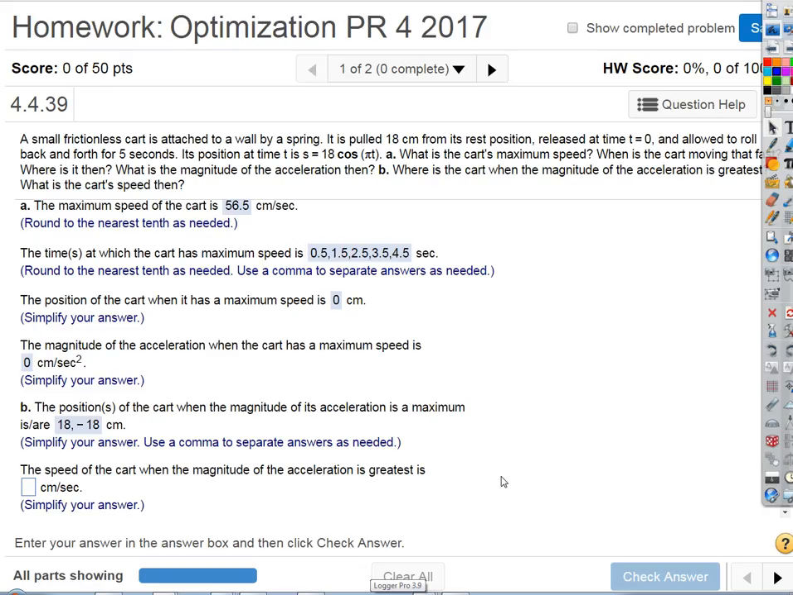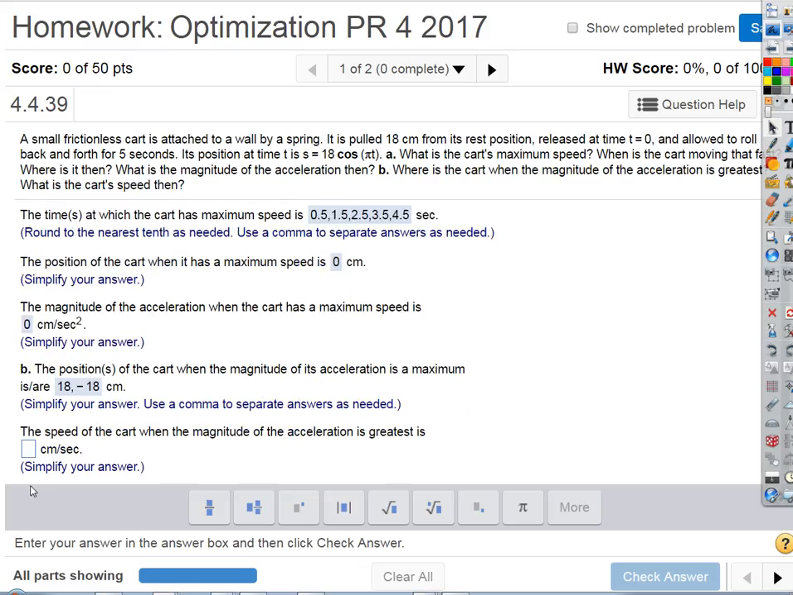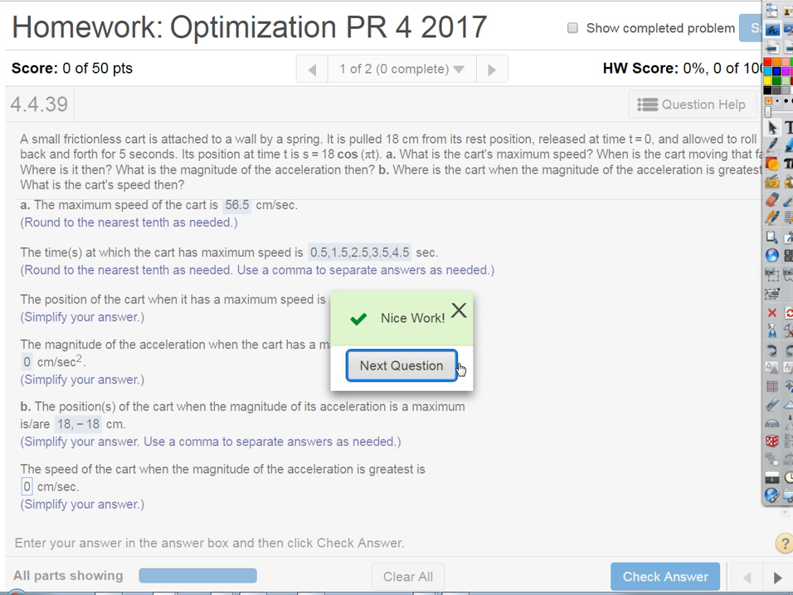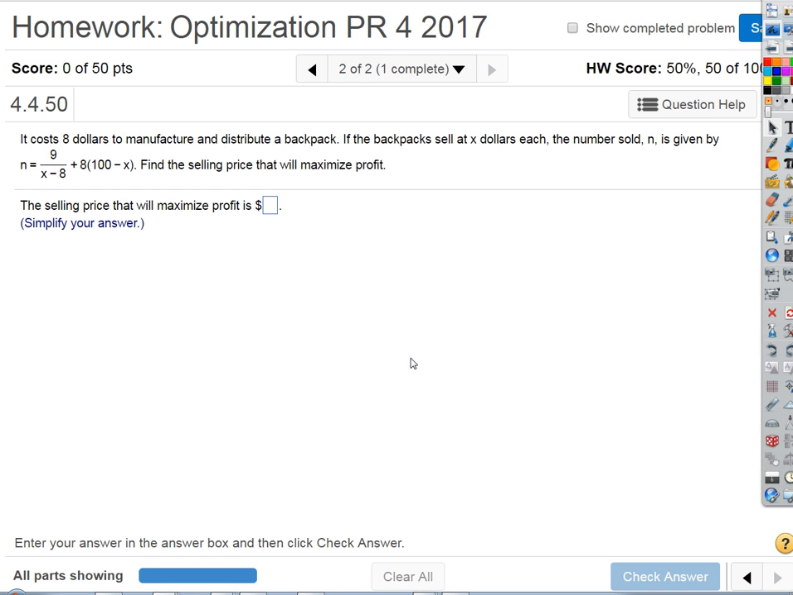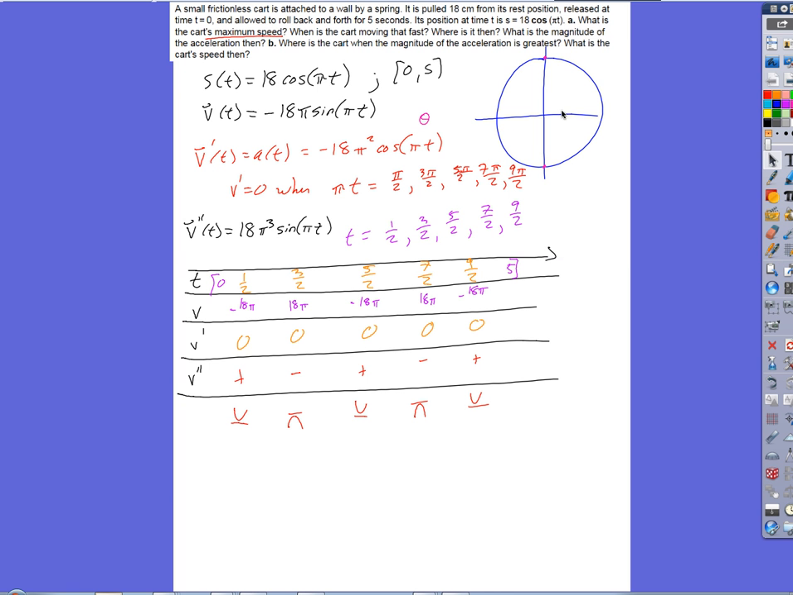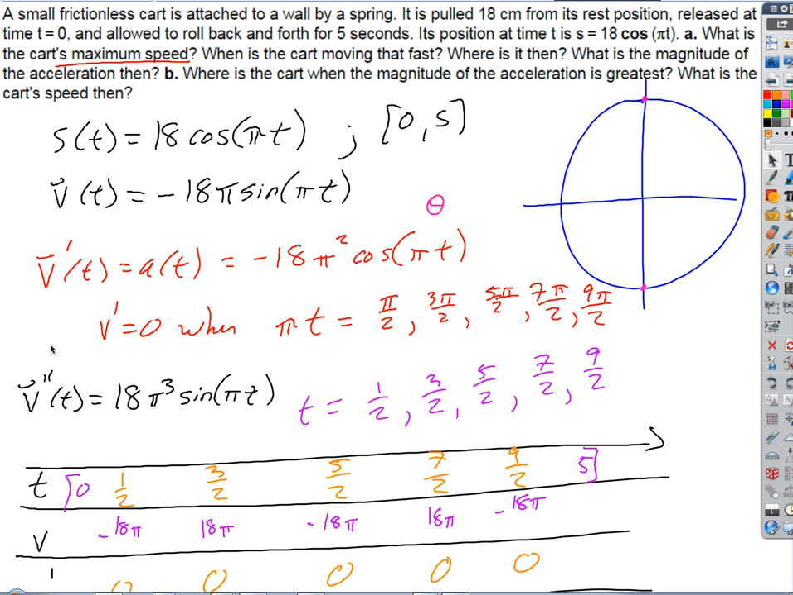And then finally, the speed of the cart when the magnitude of the acceleration is greatest is what? I can tell you right now it's going to be 0. We know that just from physics, but we could show that with calculus too, right? How's it going to be 0? Well, the acceleration is maximum when it's at its maximum displacement, right? So where were those times? Go back to our table. V double prime equaled 0 at when?